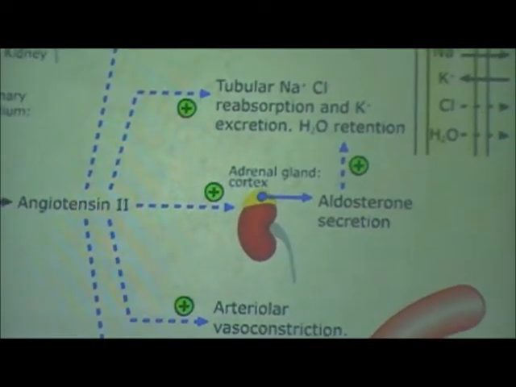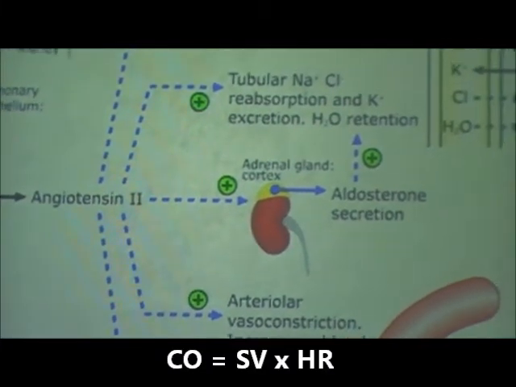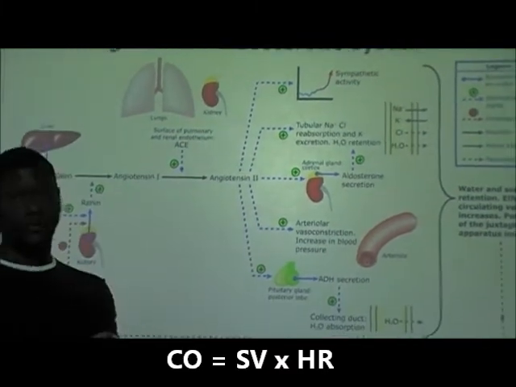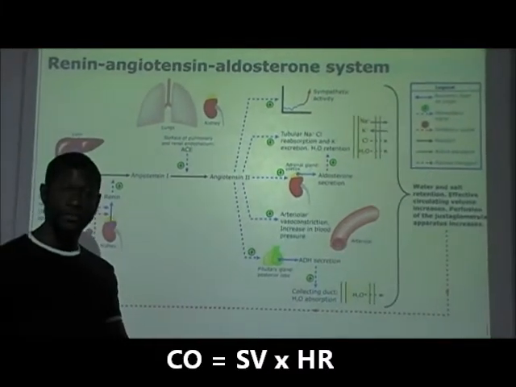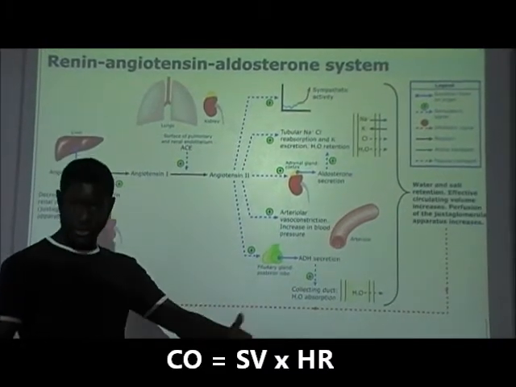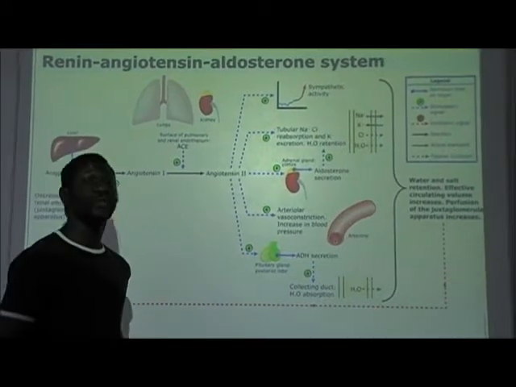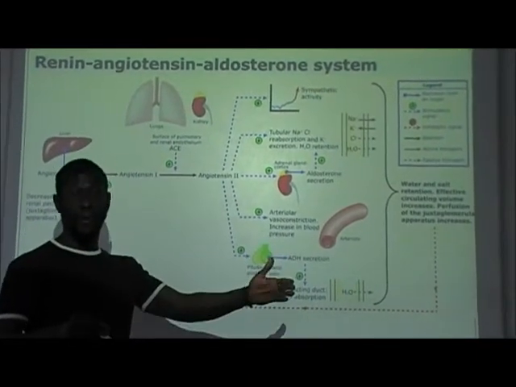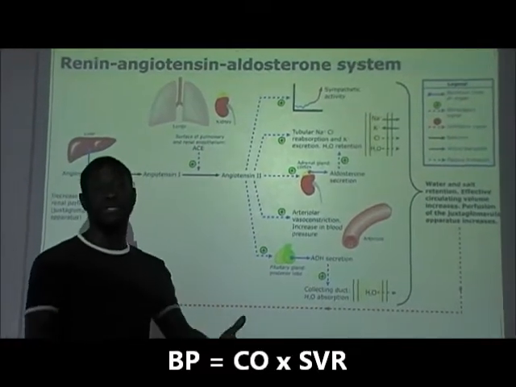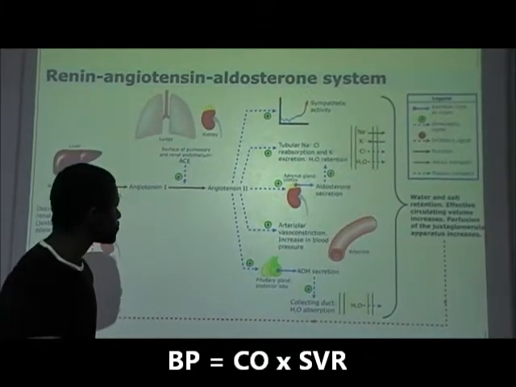When there's reabsorption of water, there will be increase in the circulating volume, and because there's increase in circulating volume, there will be increase in stroke volume, and because there's increase in stroke volume, there will be increase in cardiac output, because cardiac output is equal to stroke volume multiplied by the heart rate, which will then lead to increase in blood pressure, because blood pressure is equal to cardiac output multiplied by the systemic vascular resistance.